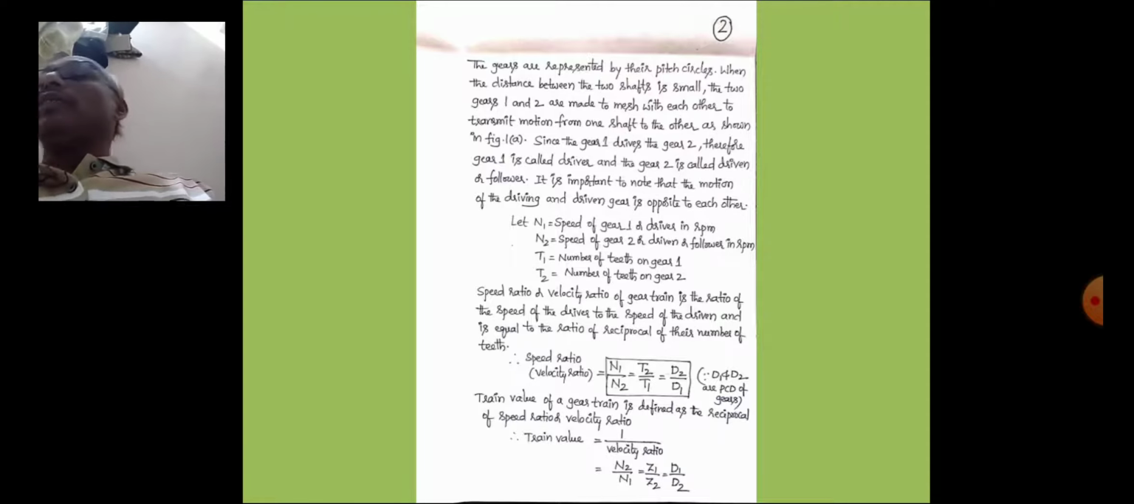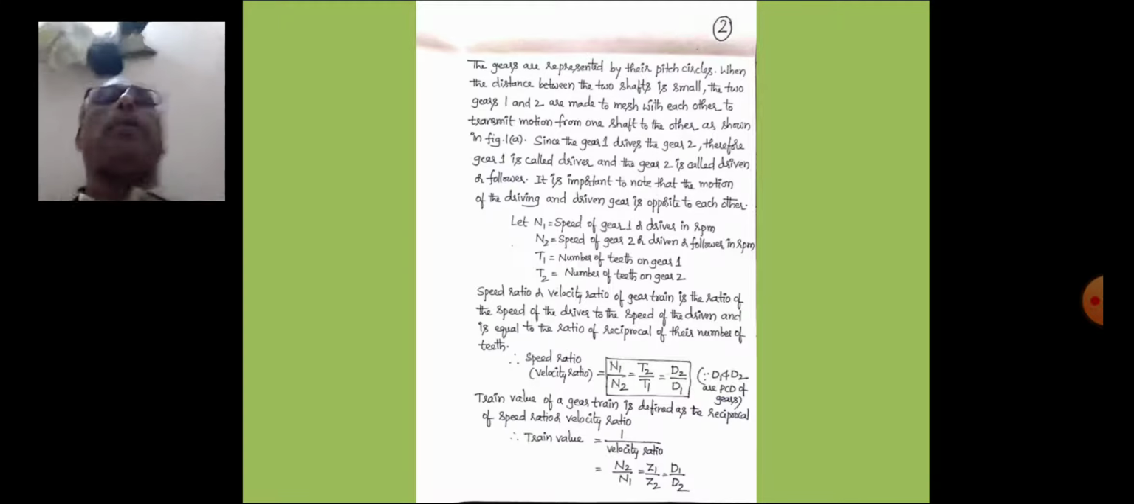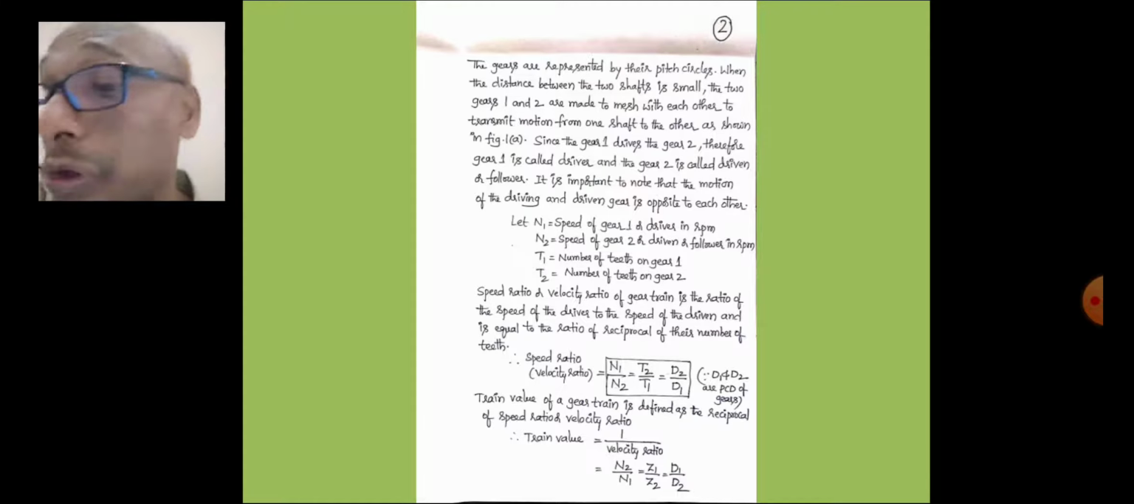Instead, if I rotate the driver in an anti-clockwise direction, then the driven or the follower will be rotating in a clockwise direction. Therefore, this is one of the very important points which should be remembered as a part of the numericals which we are going to solve later on. So in what direction the driver is rotating, in the opposite direction a driven or the follower is rotating. Therefore, the motion of the driving and the driven gear is opposite to each other.